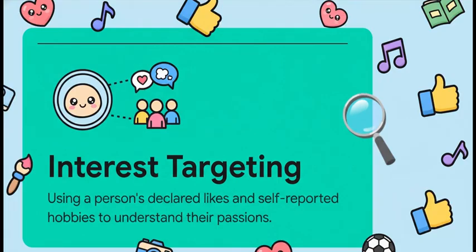Next in the toolkit is interest targeting. Now this one's different. It focuses on what people say they like. The pages they follow, the hobbies they list on their profile, the groups they join. This helps us get a feel for their long-term passions.